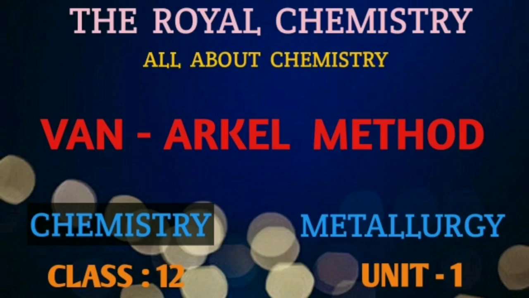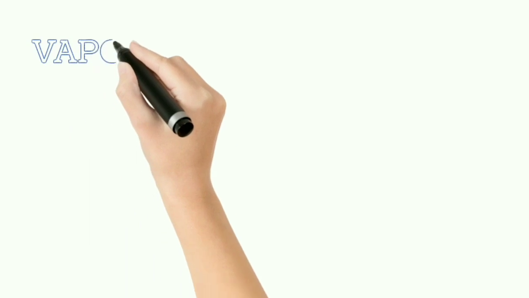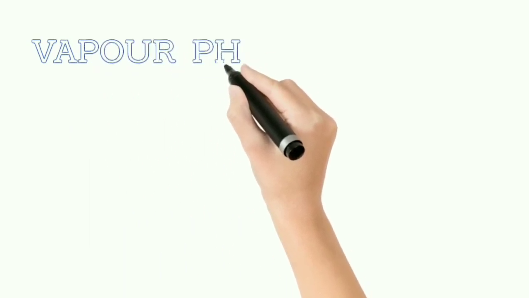இன்னைக்கு நம்ம வீடியோல பார்க்க போறது Van Arkel method. இது class 12 chemistry metallurgy unit 1 ல இருந்து பார்க்க போறோம். So, it's a vapor phase refining process.